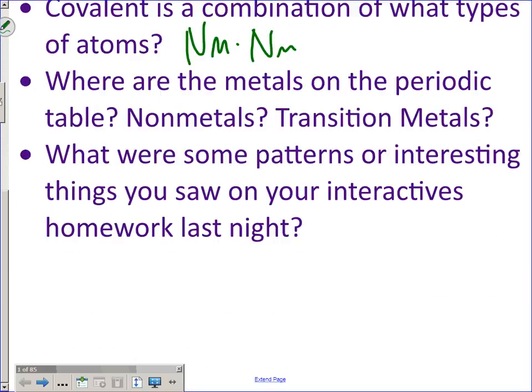What are some patterns you saw or interesting things you saw? So let's go ahead and talk in groups about that on your interactives. If you didn't do the interactivities, you were listening like a boss. Talk about some of the things you saw in the names, specifically in the names, so that when you put the compound together, you know, like oxide in the end.